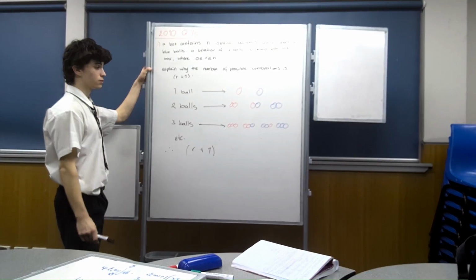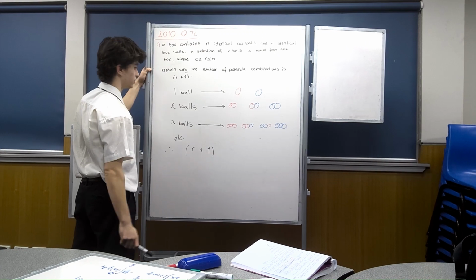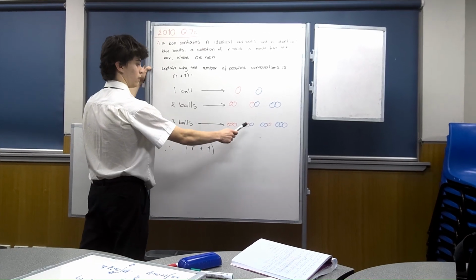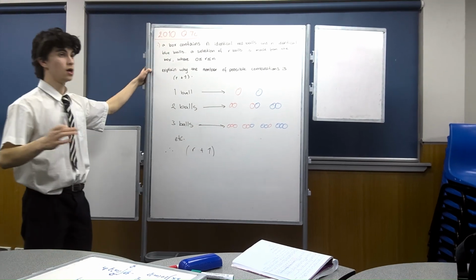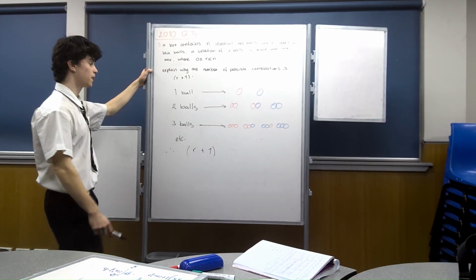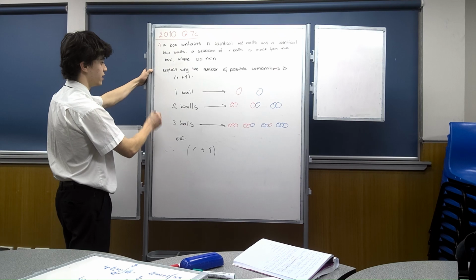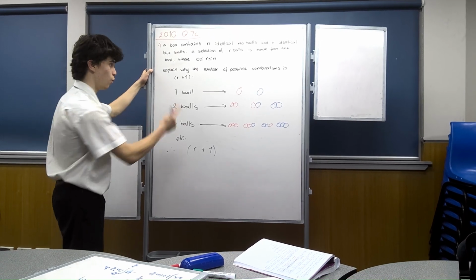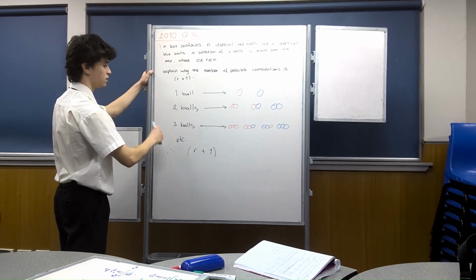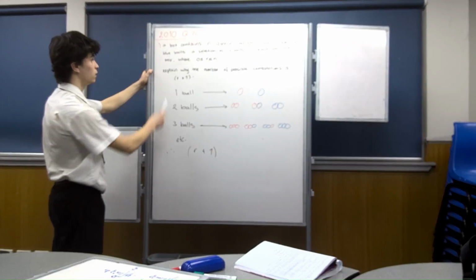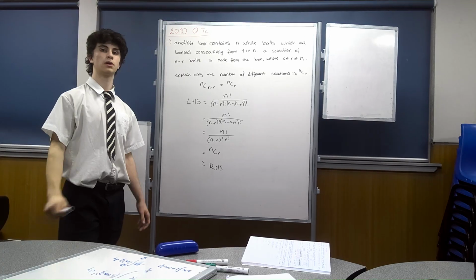If we choose 3 balls, we can get 4 possible combinations: red, red, red; red, red, blue; red, blue, blue; and blue, blue, blue. Therefore, we can say that for each number r, we're adding 1 possible combination. So 1, 2, 3, 4, and therefore we can say that this is a true statement.